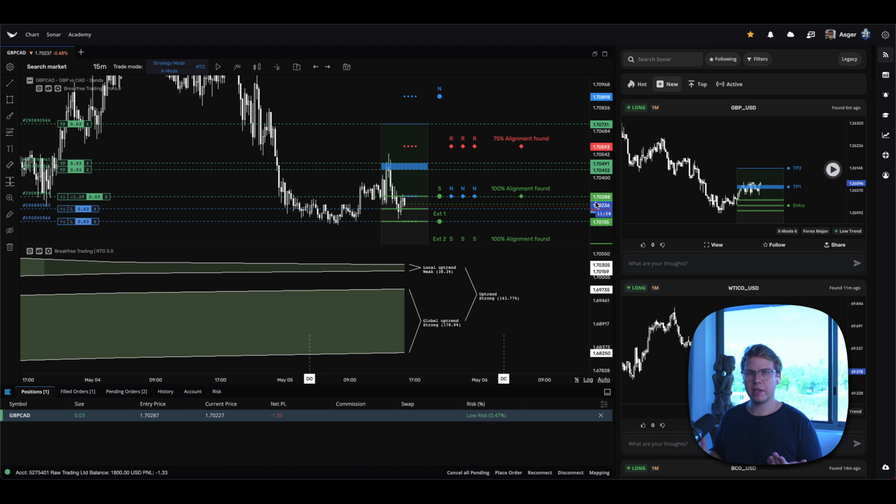All we care about is volatility and mean reversion, right? So we trade these extension levels. And that's all we got to do. That's really all you got to do.